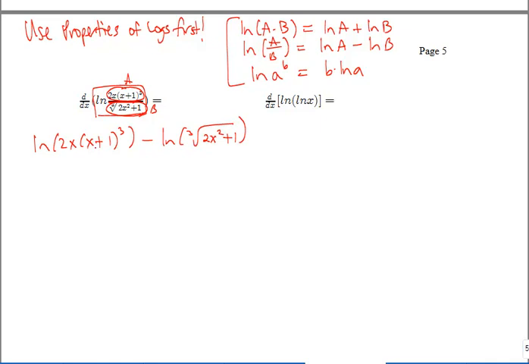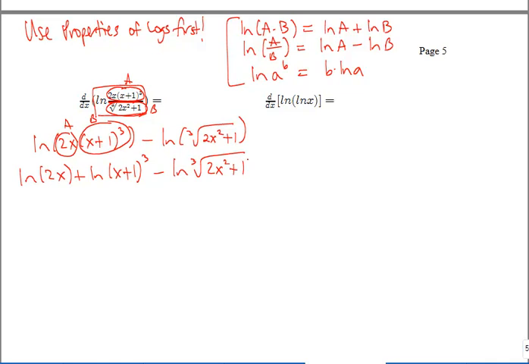Now within the numerator, there's a product. So this is like my a, and this is like my b. So this becomes the ln of this, or the sum of the ln's. So ln of the 2x plus ln of the x plus 1 cubed. And then finally, I have some powers. I have a cube, which I'm going to bring out front, and I have this cube root, which I'm going to bring out front by thinking of it as a 1/3 power.